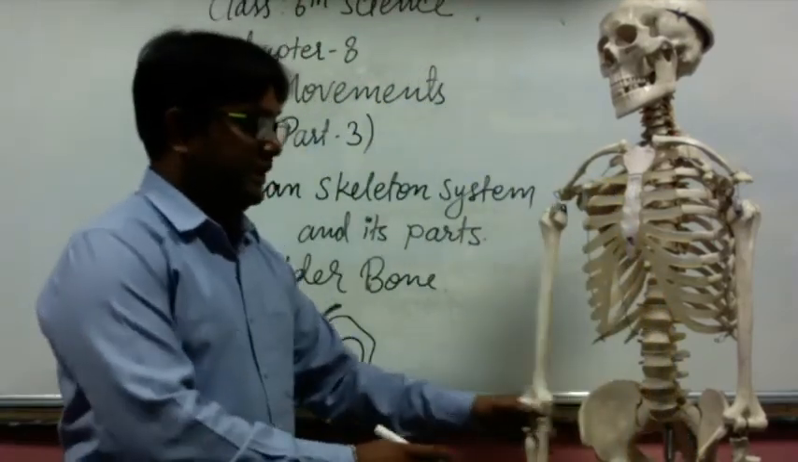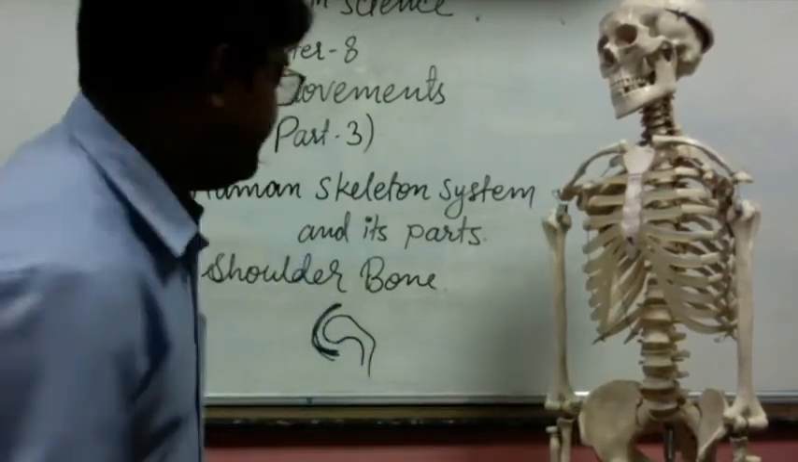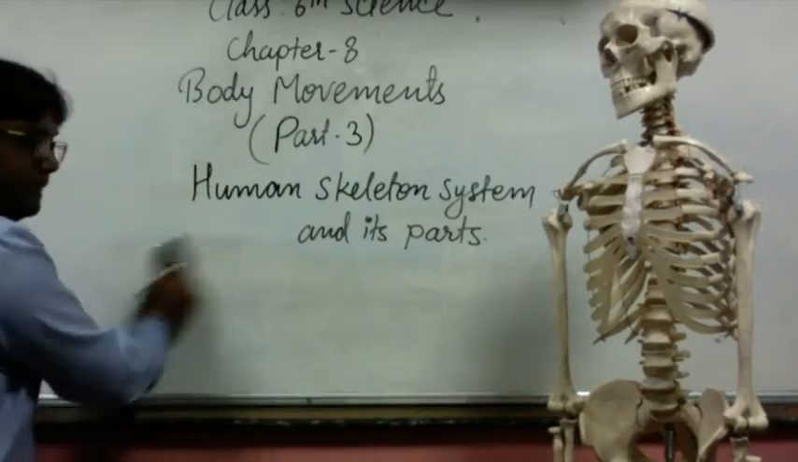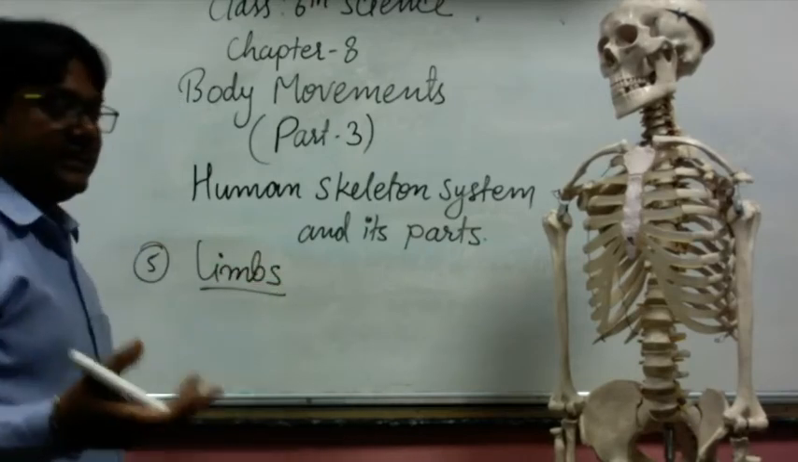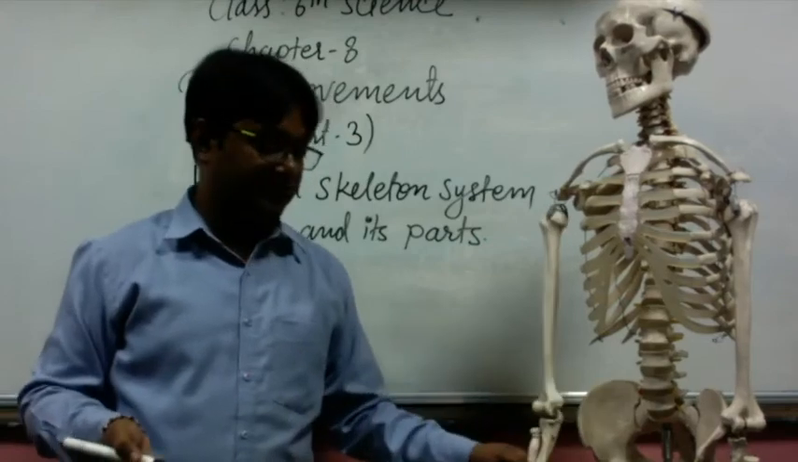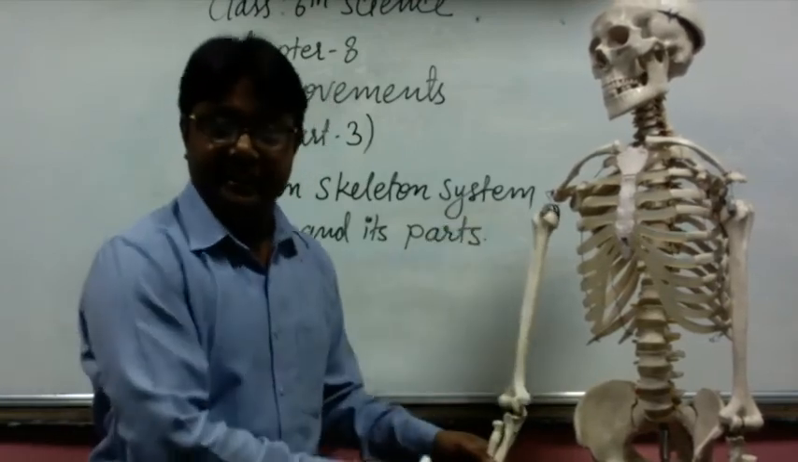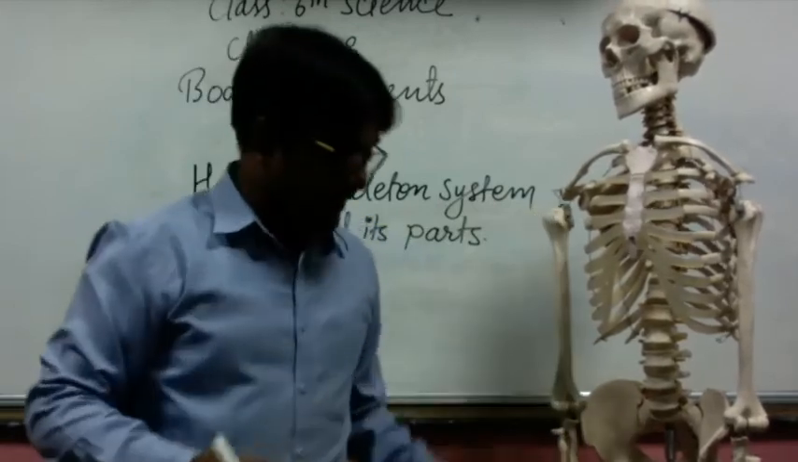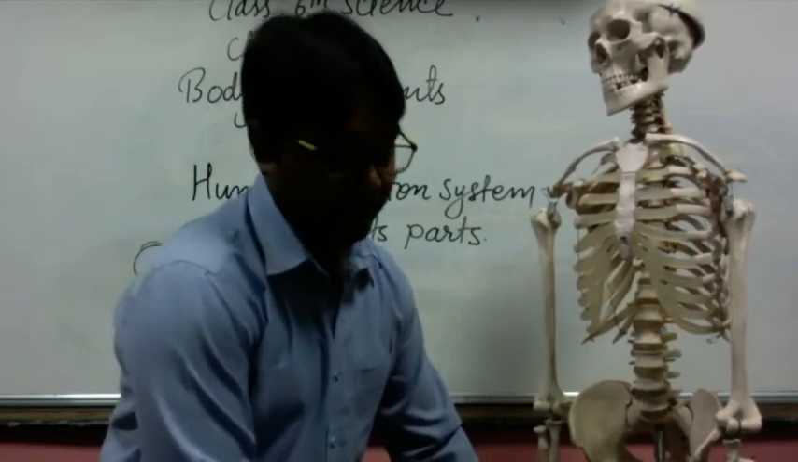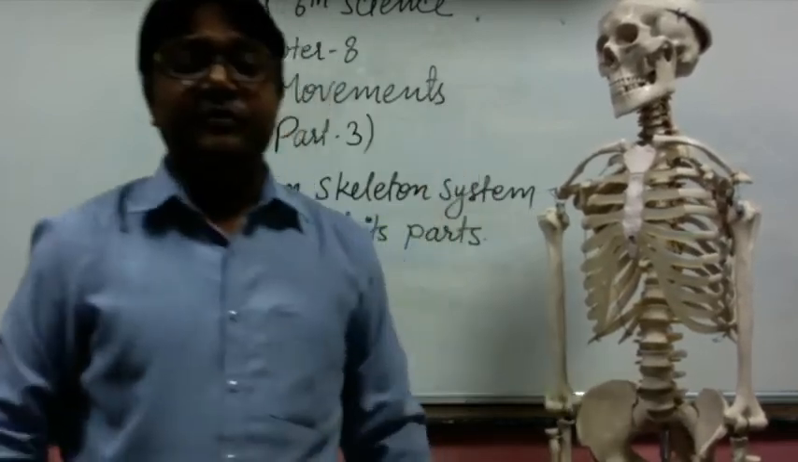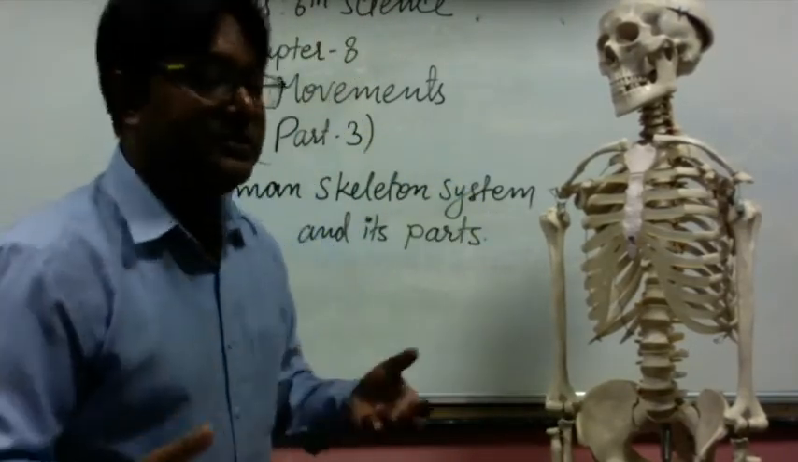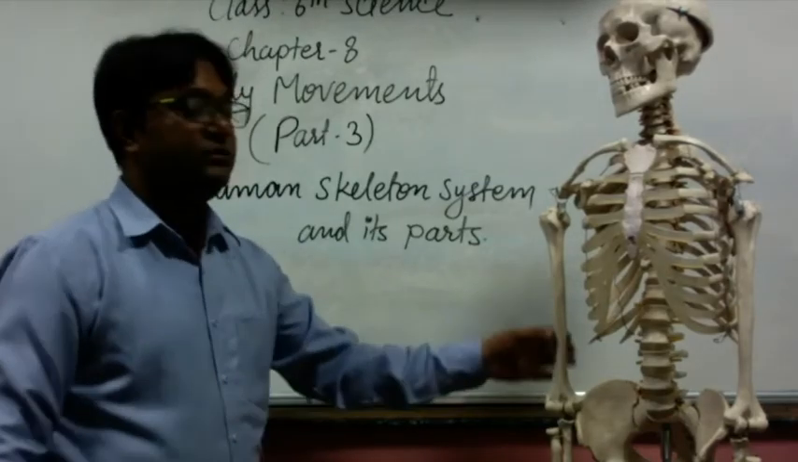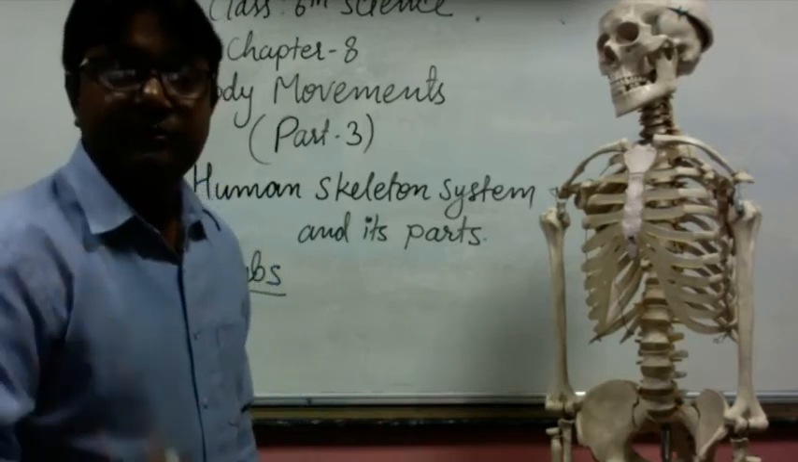Fine. Let's move towards the next one, that is the limbs. We'll talk about the limbs. The human body has two kinds of limbs. One is the hind limb. The hind limb is the leg region. The legs have bones present in them, and they are called hind limbs. The arms also contain bones, and those are called forelimbs.